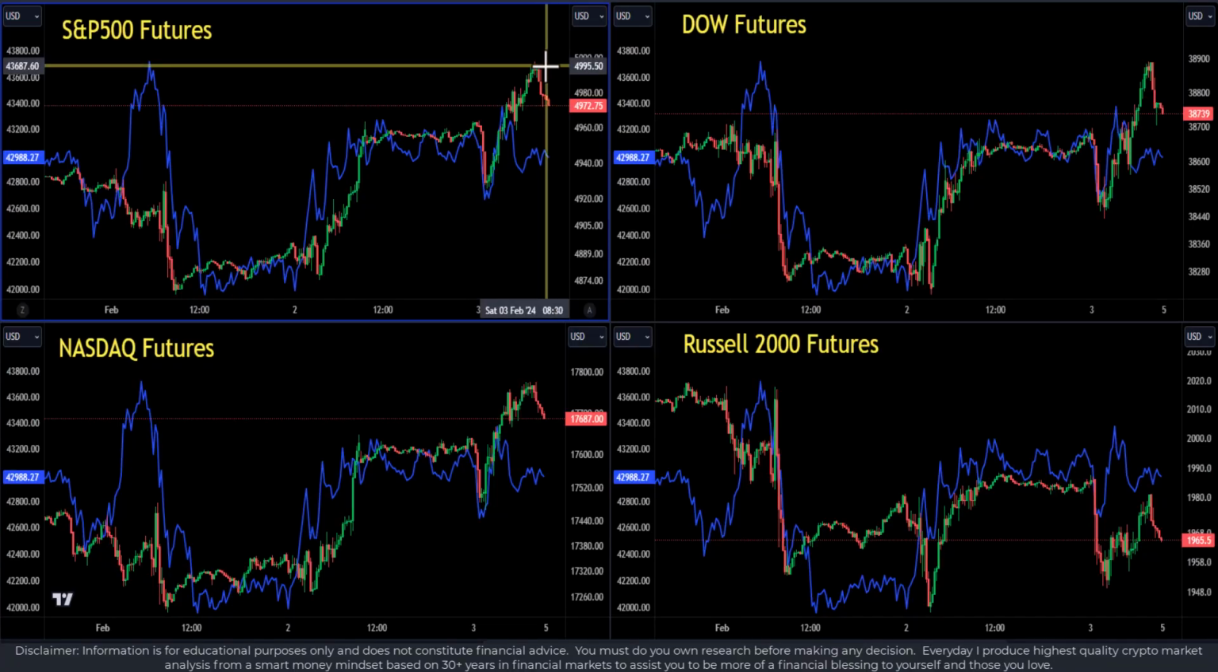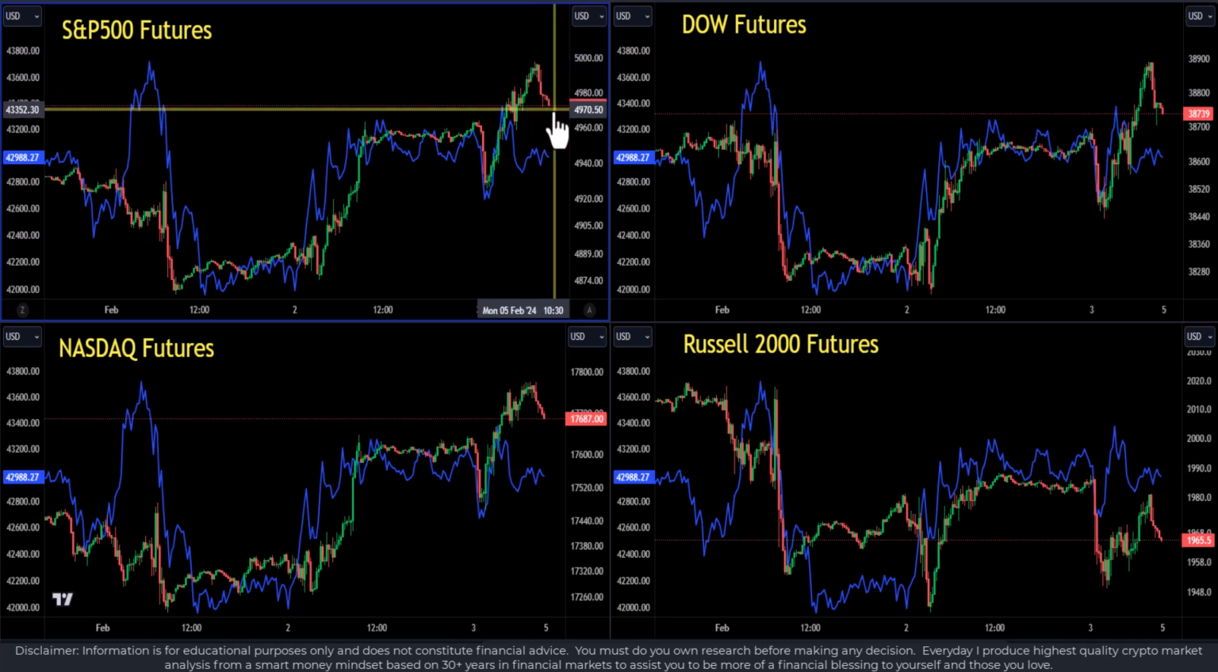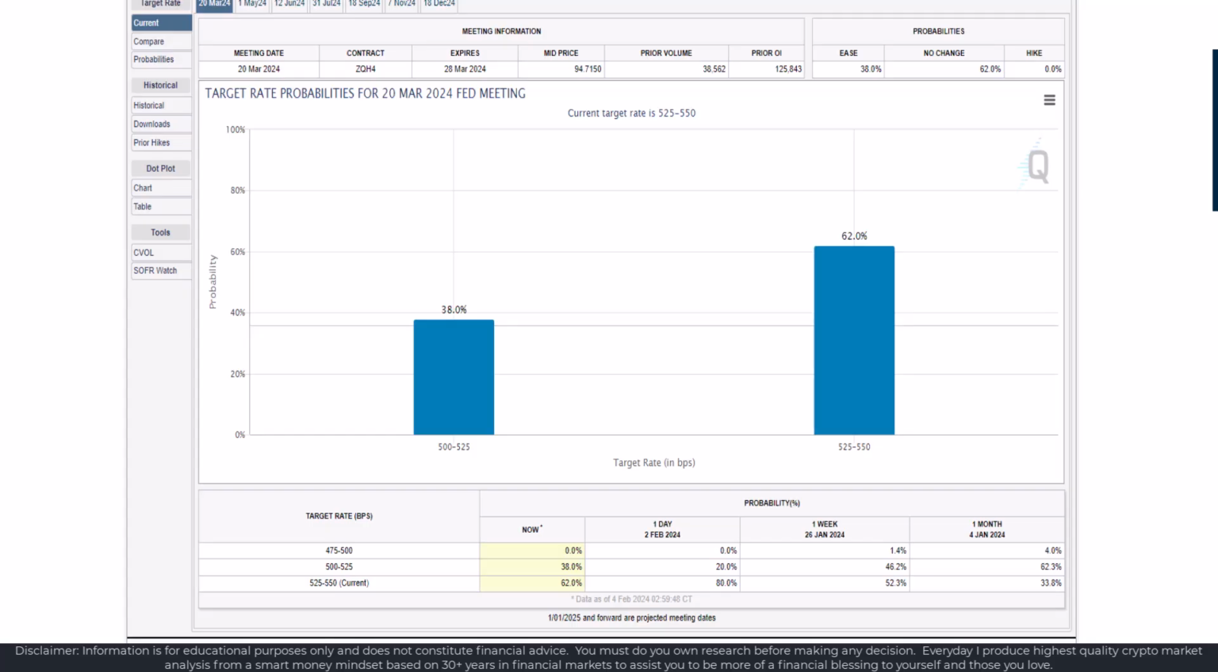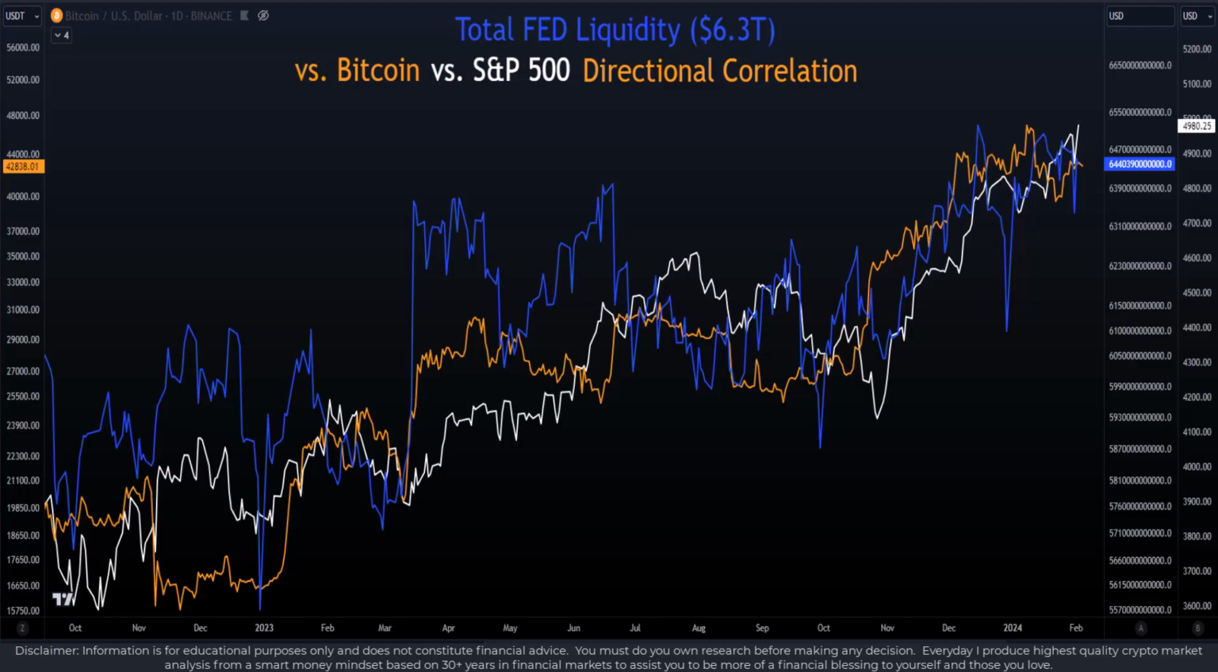In the last session of the main markets, we saw some retracement in the S&P 500, the Nasdaq, the Dow, and the Russell. That's because the job openings just came in at a stellar rate, but across the weekend, we've seen that the probability of a rate cut has increased from 20% to 38% currently. We can also see that Fed liquidity is still increasing.